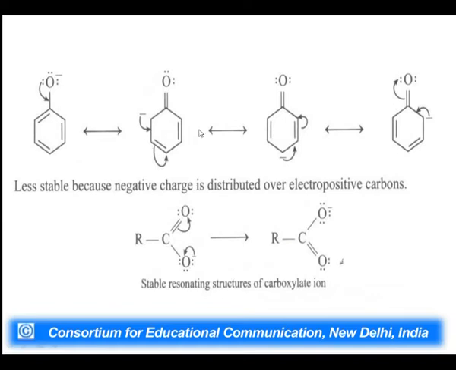So this structure is less stable, because we know when we talk of the stability of the resonating structures, those structures are more stable which are equivalent. So what we find in case of a carboxylate ion, these two structures are equivalent. And second, the negative charge is on electronegative oxygen. So this carboxylate ion is more stable. So carboxylic acid will have more tendency to lose H plus and convert itself into a carboxylate ion. Hence, carboxylic acids are more acidic as compared to phenol.